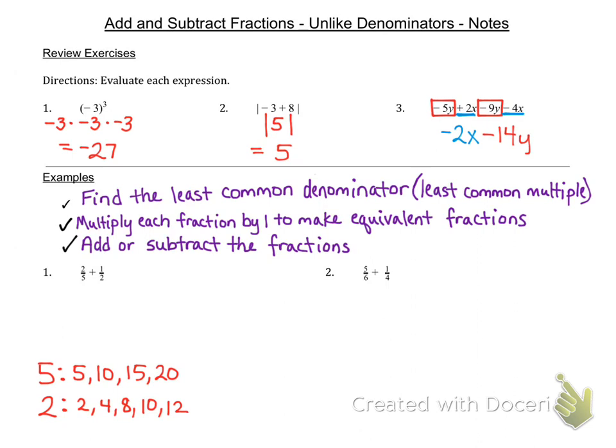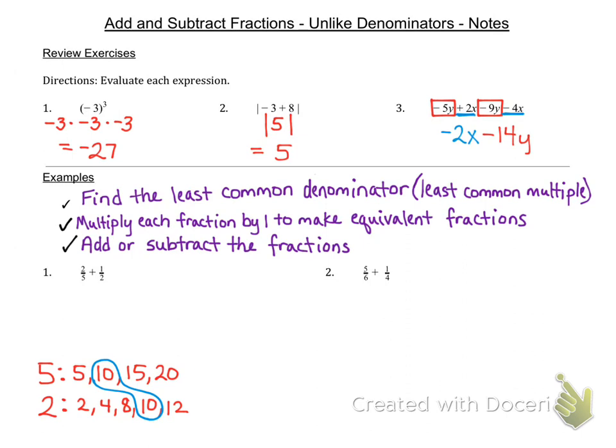And I can keep going, but I want to find the least common multiple, which is when is the first time that you see two numbers that are the same, that are in common. And I found this 10 right here is in common with both the 5 and the 2, so that makes this our least common denominator.